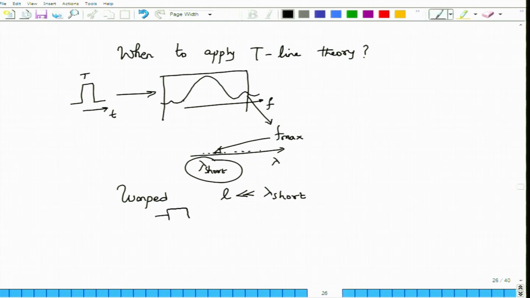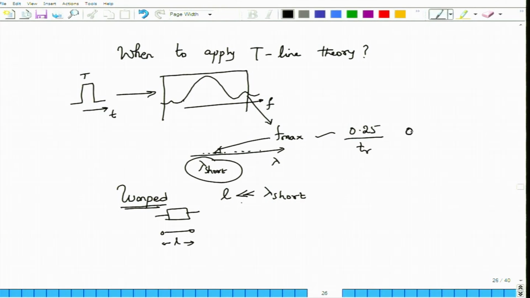So, if this is my element that I am considering, or just a simple wire lead, if this length happens to be much smaller than the shortest wavelength, then we call this a lumped element. Okay. Is there an estimate for the maximum frequency? Well, yes, the typical estimate for this maximum frequency is 0.25 by TR.